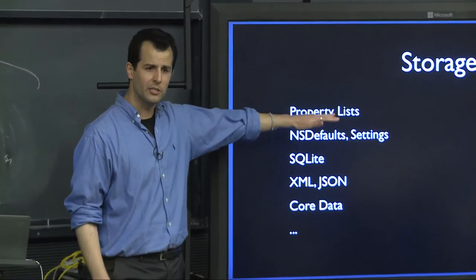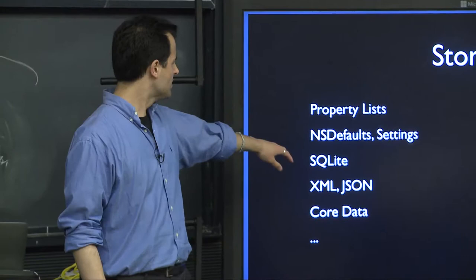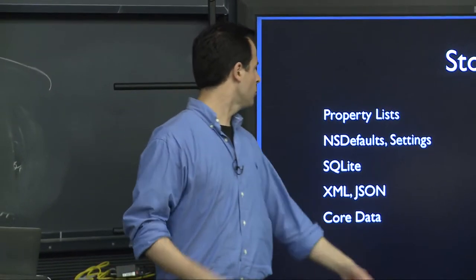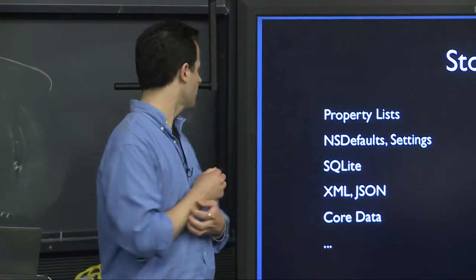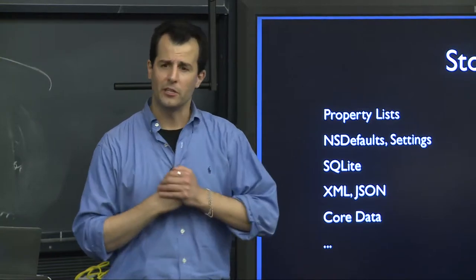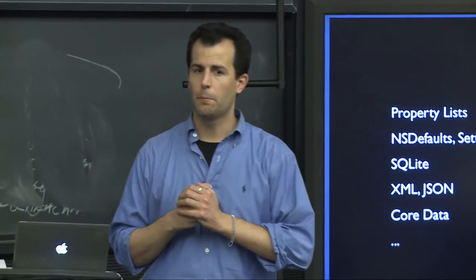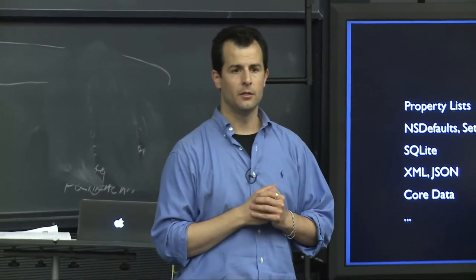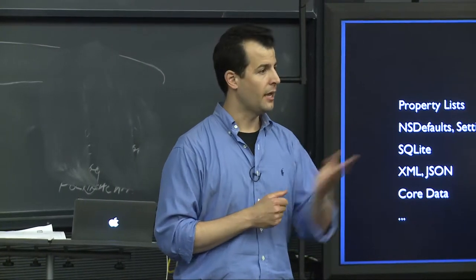So we have things called property lists, which we've actually encountered before, something called NSUserDefaults or settings, SQLite, XML or JSON, even something called Core Data. So property lists, we've seen those before. What's a property list or plist file? .plist. Yeah.